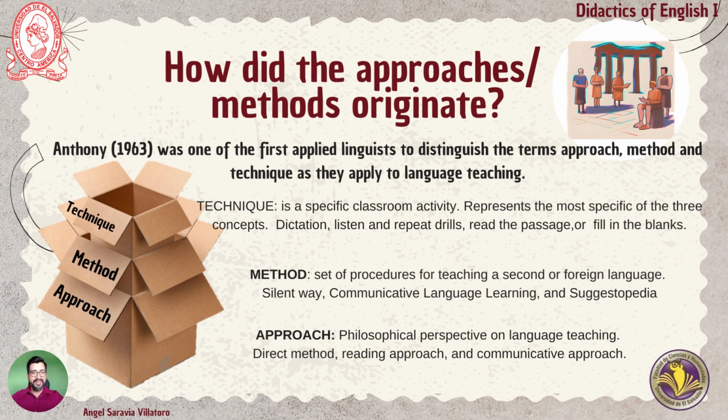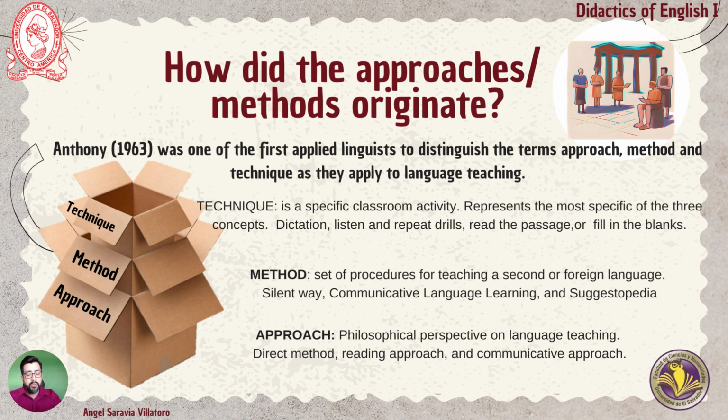Let's check the first question. It says, how did the approaches or methods originate? Let's start by reviewing what the concepts are. Since man was on earth, they have been learning and teaching, but these concepts, the methods and the approaches, are actually related. However, the approach is the way of doing something, like the principles or the beliefs. So that's what we have.